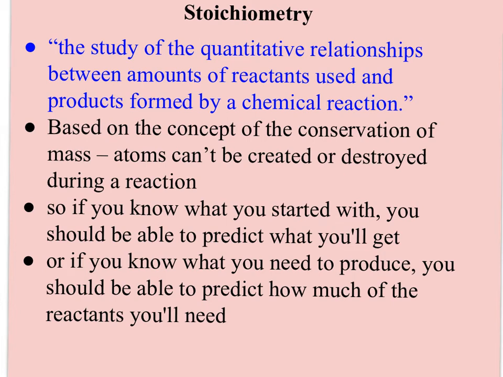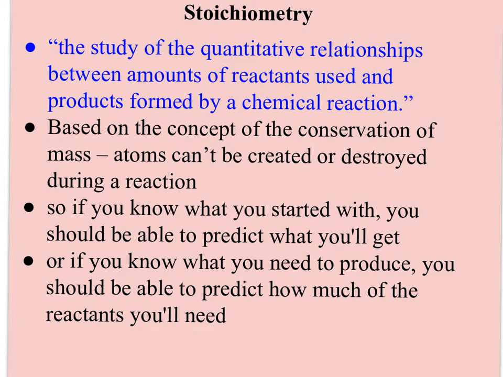Welcome. This video is going to take a look at how to use stoichiometry. And stoichiometry is a funny word, but it's the study of the quantitative relationships between amounts of reactants used and products formed by a chemical reaction. So what does that mean in English? It means if you know what you're starting with in a reaction, you should be able to predict what you'll get. Or if you know how much product you want to make, you should be able to predict how much of the reactants you'll need.